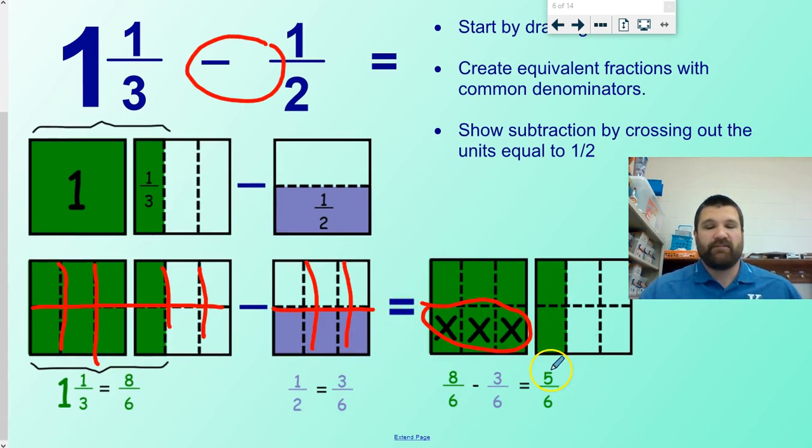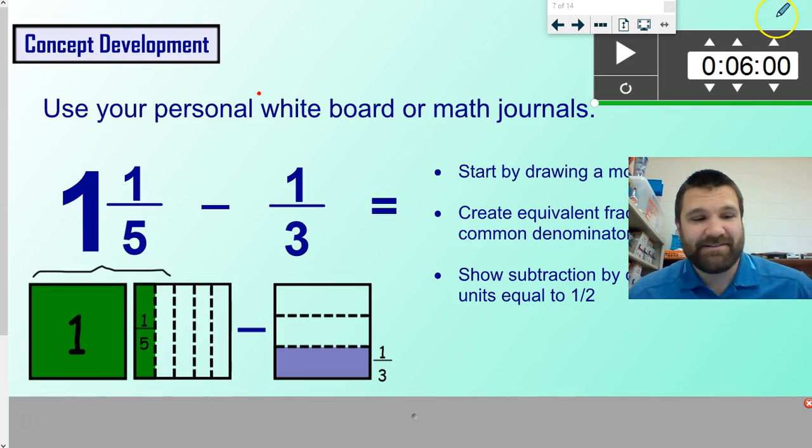You end up with 5, 6. 1, 2, 3, 4, 5. And the whole is still 6. You don't count the whole as 1, 2, 3, 4, 5, 6, 7, 8, 9. The whole is 1 square. Okay? Okay, so let's knock this one out.